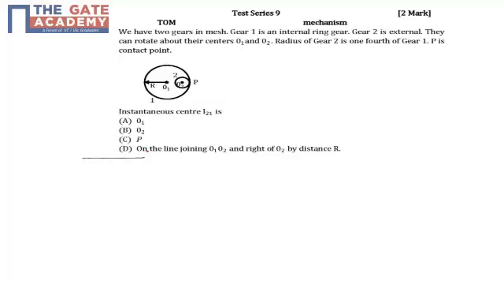The instantaneous center of 2 with respect to 1. Basically the relative instantaneous center is asked. Now I21, if you understand what I21 is, you should be able to solve this. I21 is the relative instantaneous center of body 2 with reference to body 1.